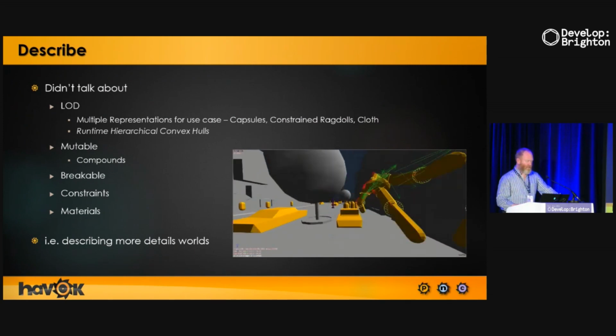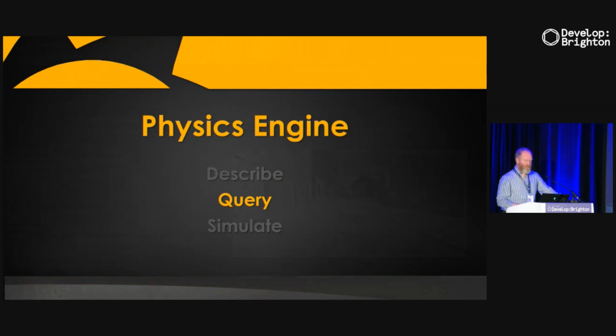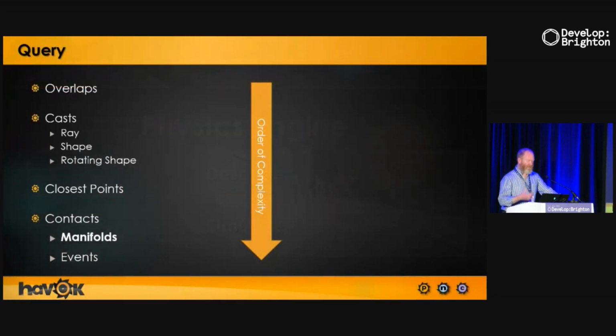As I say, we're talking about describing more detailed worlds. In terms of the queries, I'm not necessarily going into this too much, but there's obviously a scale of complexity: overlap queries, box overlap queries, casting, whether we're doing a line segment query in the world, or maybe even casting a shape through the world. And actually now we can do rotation of a shape as it's being cast through the world.